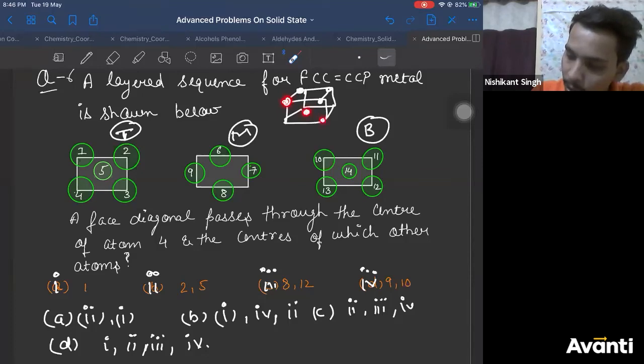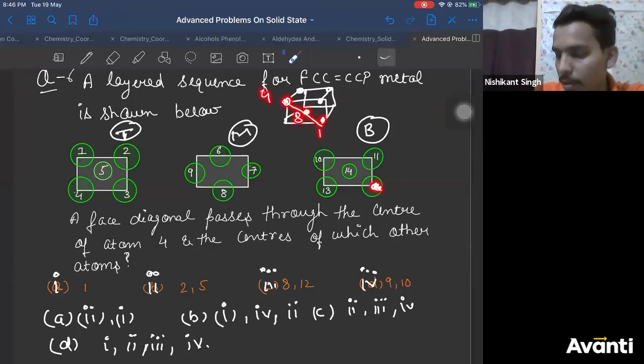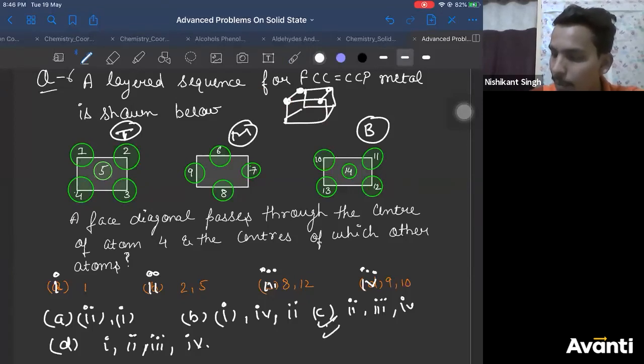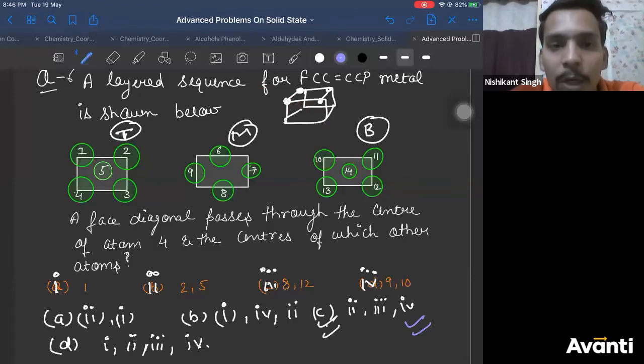What is this corner? Third layer mein 12, right? So it passes through 4, 8, 12. So this is your face diagonal 4, 8, 12. So 8, 12 is also correct. So your correct answer here is C. You can draw it and check. Your answer will come out to be C. The correct answer here is C. I hope, Prashant, it is clear to you now.